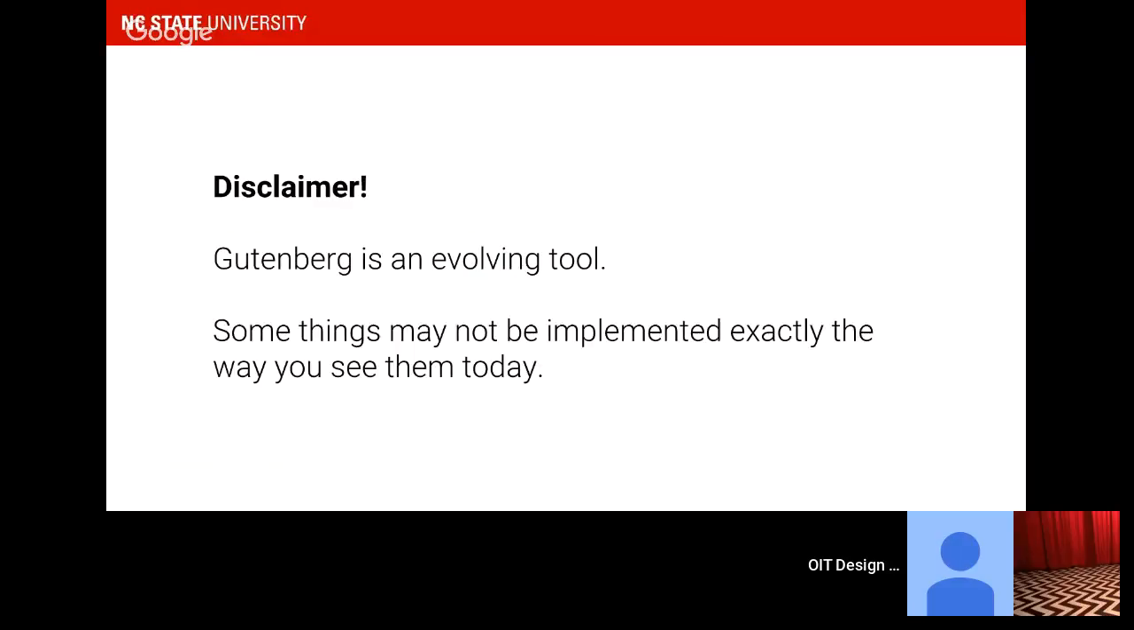So first, a disclaimer. Gutenberg is an evolving tool. For the most part, it's settled on certain design conventions, but they're tweaking the user interface every time they release a new update, every time they make progress on it. And so between now and when it is merged into WordPress with WordPress 5.0, there might be some changes. What you see in these slides may not be exactly what ends up on your site, but it's going to be pretty close. I think this is still going to be a very useful presentation for you.